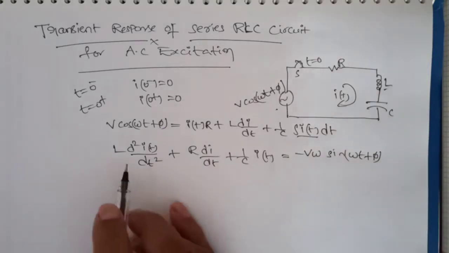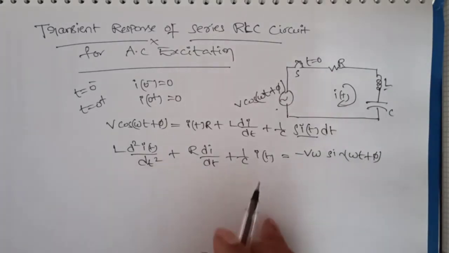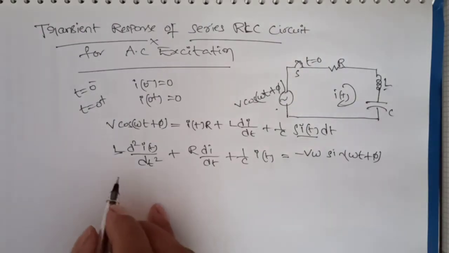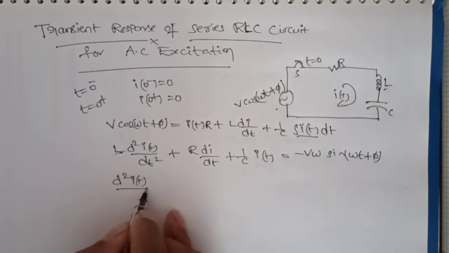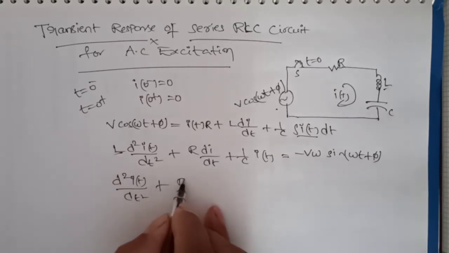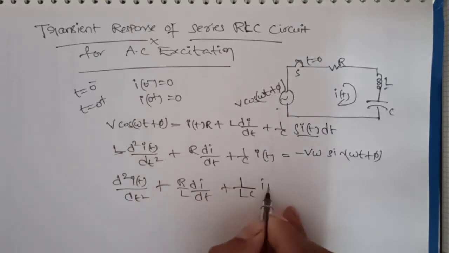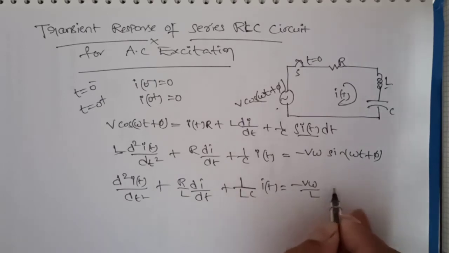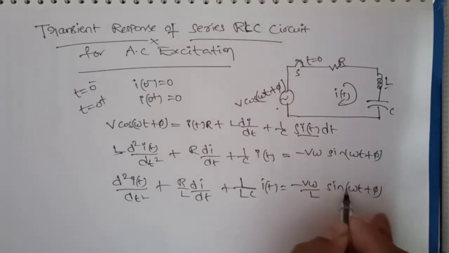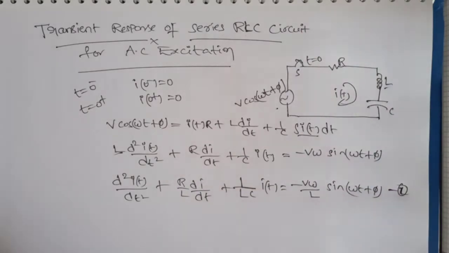This is a linear constant coefficient second order differential equation. Making L common, we get d square I of t by dt square plus R by L into di of t by dt plus 1 by LC into I of t is equal to minus V omega by L into sine(omega t plus pi). This is the second order differential equation. For this equation we have two solutions, the complementary function and the particular integral. First we have to find the particular integral.